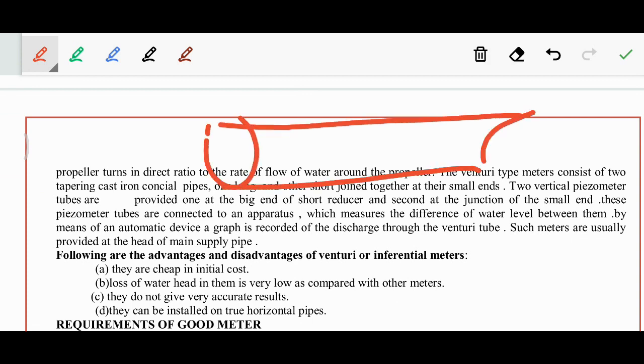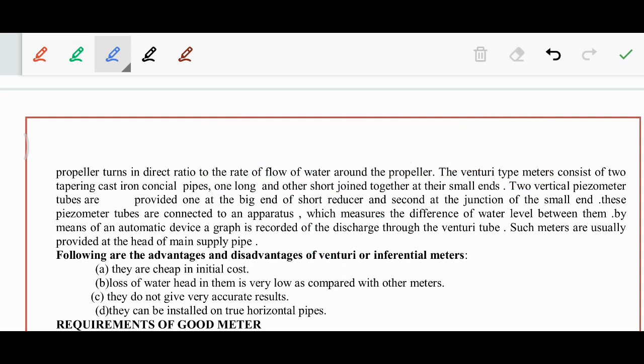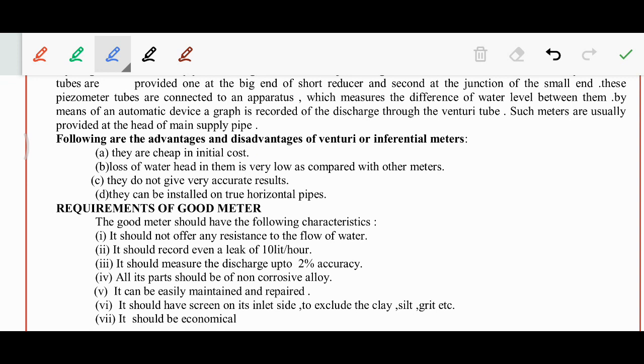So let us say this is my pipe, there will be a propeller. So when the water enters, it will strike this propeller and automatically it will record the flow, in direct ratio to the flow of water around the propeller. Then automatically the device will generate a graph of the discharge through the venturi tube.